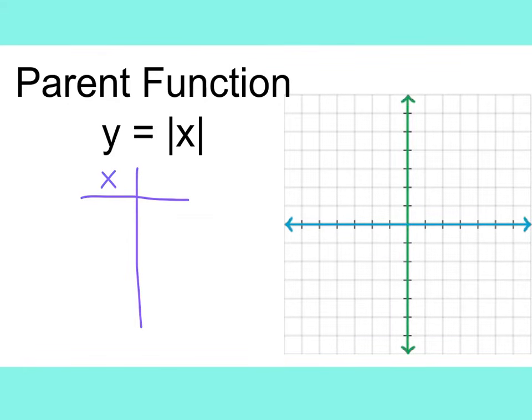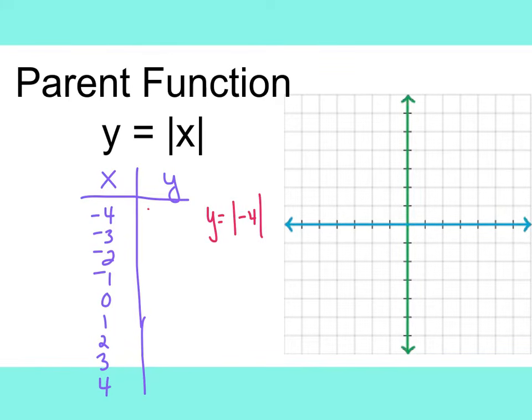All right, so I'm going to pick some values for x. I'm going to go, I don't know, -4, -3, -2, -1, 0, 1, 2, 3, 4. It's always a good idea to get some negative values and some positive values so you get a sense of what's going on. So if I plug in -4, the absolute value of -4 is 4. The absolute value of -3, 3, 2, 1.